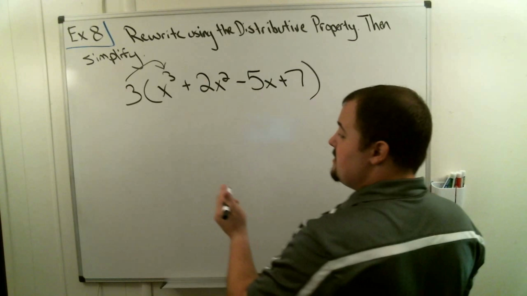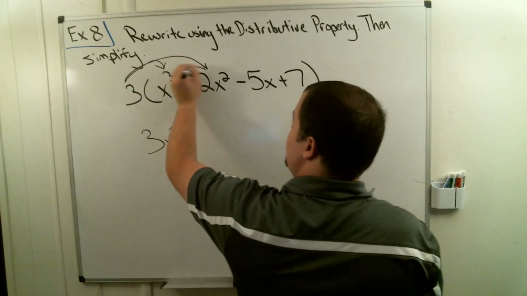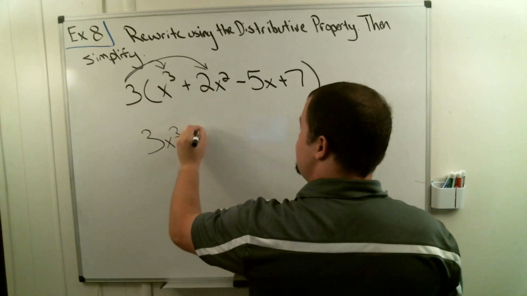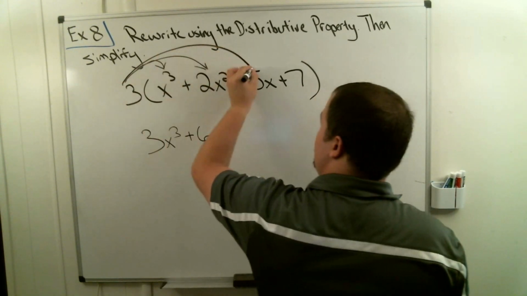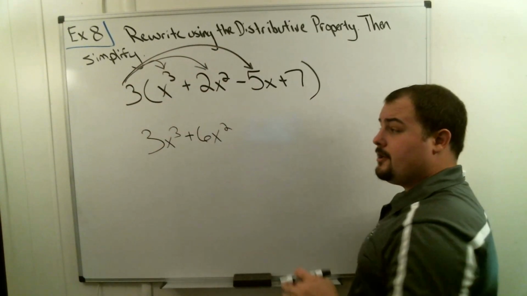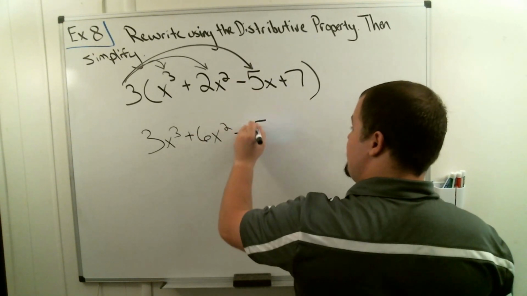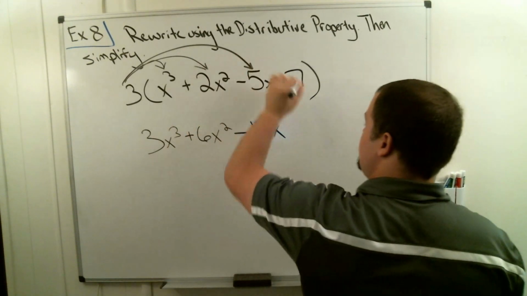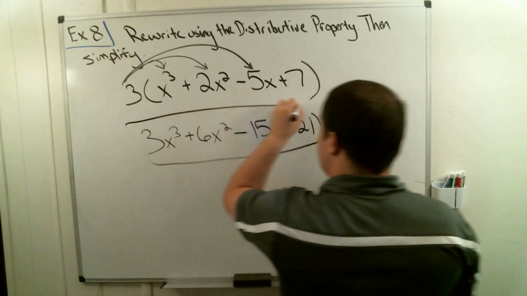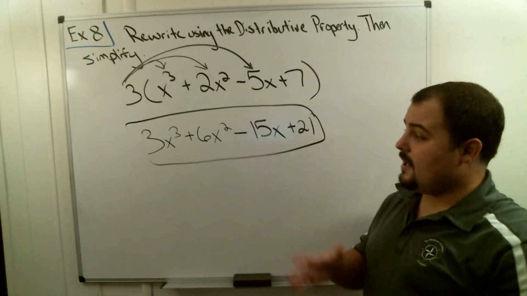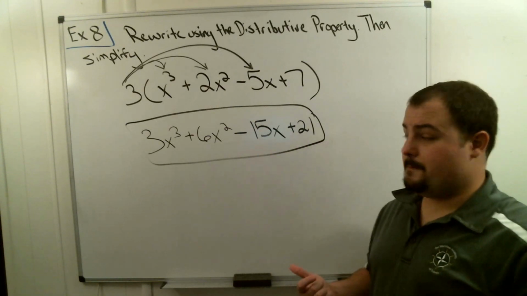3 times x to the 3rd power is 3x to the 3rd power. 3 times 2, that's 6, and then it's x to the 2nd power. 3 times, now here's where it gets tricky. 3 times a negative 5. That's a negative 15x, and 3 times 7, that's 21. So in this problem, you should have got 3x to the 3rd power plus 6x squared minus 15x plus 21.